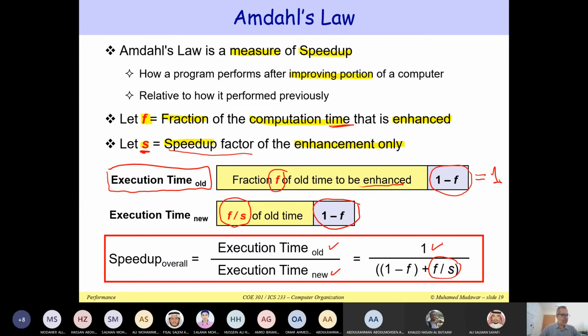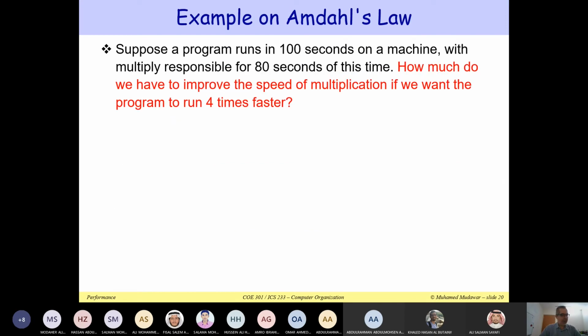Now, this is a very important equation. Amdahl, of course, wrote this equation many decades ago, but still, people refer to Amdahl's law. It's very important. He used it in different ways. People use it in multi-processors when they talk about multi-cores and so on. They talk about Amdahl's law everywhere. So let us take a look here at an example on Amdahl's law.